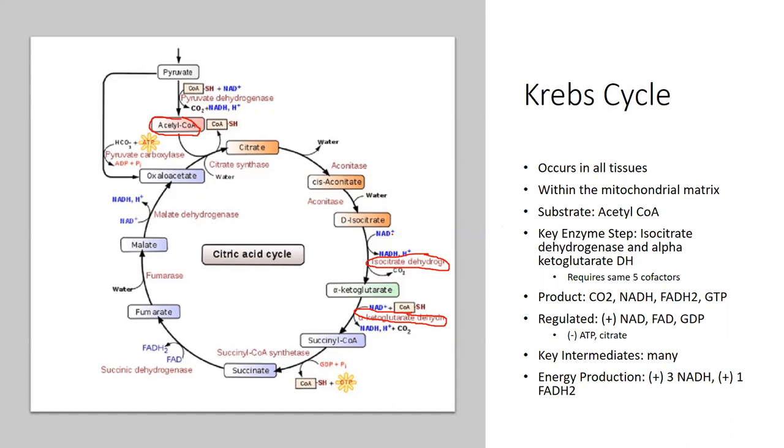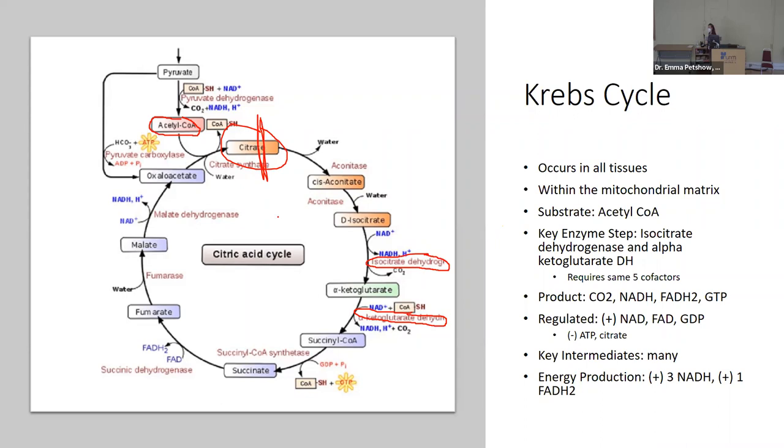Regulation factors: NAD, FAD, and GDP are going to encourage the Krebs cycle to turn, because we want to make their energetic forms. We want NADH, FADH2, and GTP. And lots of ATP and lots of citrate are going to decrease the ability of the Krebs cycle to turn. ATP, because we're in a high energy state and don't need to create more energy. And citrate, if we have lots of citrate present, this will actually block this step from going forward.